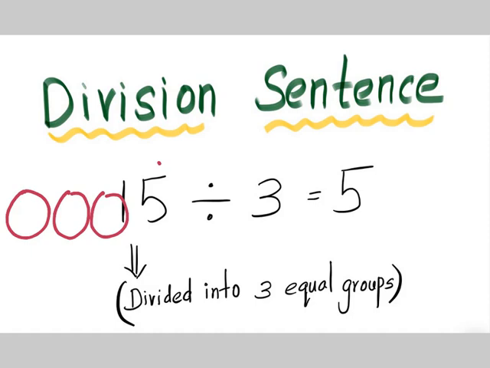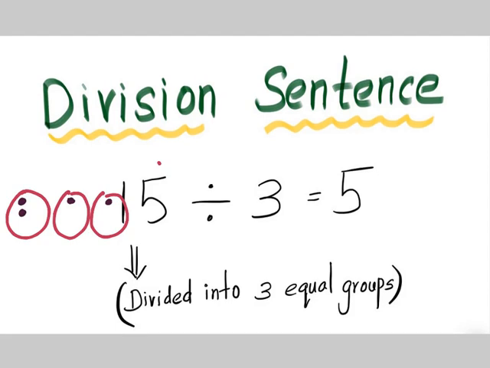Okay, let me divide the 15 into 3 equal groups. So I've drawn the groups. Let me divide the 15. Okay, 1, 2, 3, 4, 5, 6, 7, 8, 9, 10, 11, 12, 13, 14, 15. So this is how I have divided the total 15 into 3 equal groups.